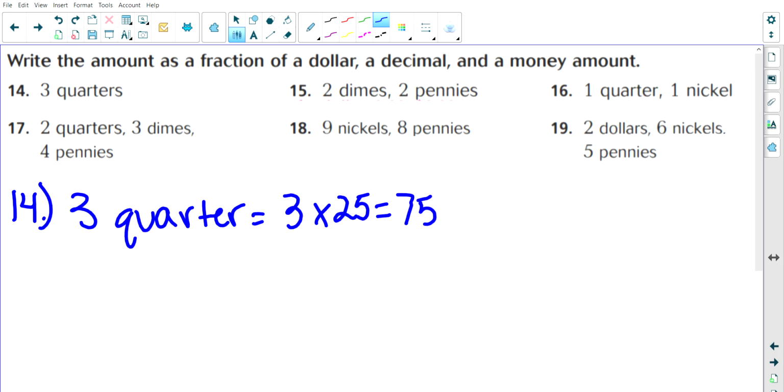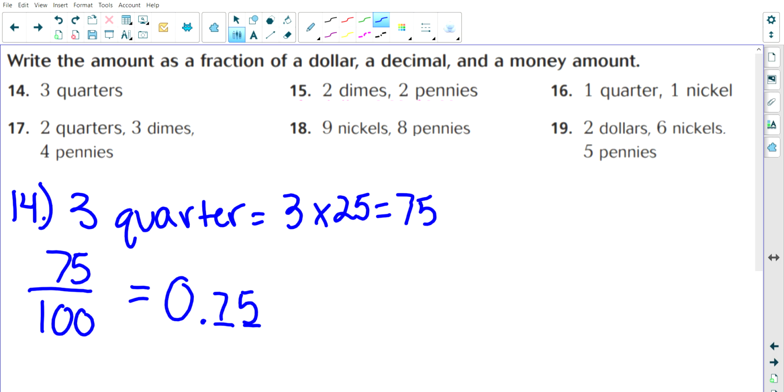So I need to write that as a fraction, a dollar amount, and a decimal. So let's write that as a fraction of a dollar first. A dollar is worth 100 cents, so that's your total parts in your denominator. 75 is the parts out of the whole. So 75 hundredths is a fraction of a dollar. Then we need to write this as a decimal. I have no wholes. Decimal point, I'm working with hundredths, so I know I need to come out to the hundredths place, which is the second spot. So my 5 should go there, my 7 should go there, 75 hundredths. Then writing this as a money amount is super simple. We rewrite the decimal, but with a dollar sign at the beginning.